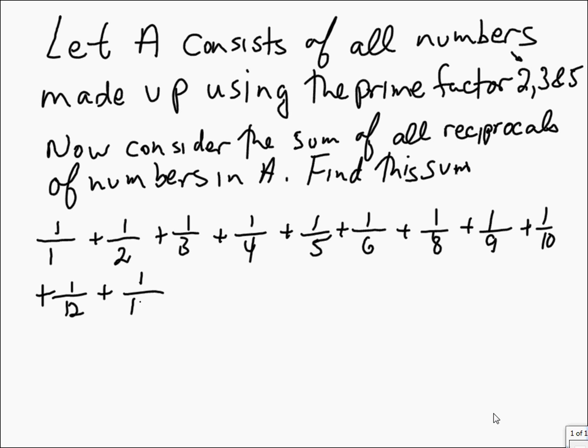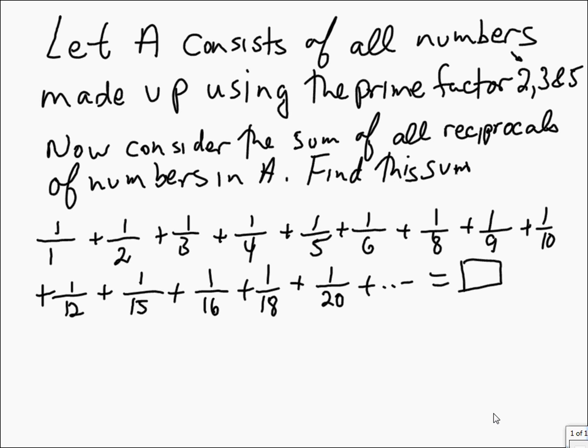15 is allowed because 15 is 3 times 5. 16 is allowed because it's 2 to the 4th. 17 is not allowed. 18 is allowed, excuse me. That's 9 times 2, or 3 squared times 2. 19 is not allowed, but 20 is because it's 2 squared, 4, times 5. And you keep going. The question is, find the sum. What is that sum equal to?